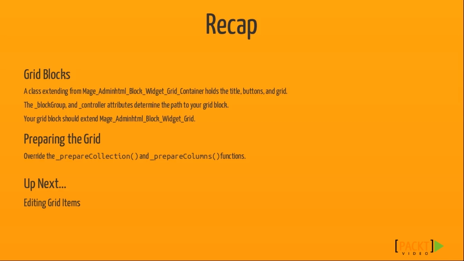So let's recap. In this video, I showed you how to create your grid blocks. Remember, you need to create two blocks in order to render your grid. First, you need the grid container, which contains titles, buttons, and the grid itself. Then you need to create your grid block in the appropriate place based on the block group and controller attributes of the container. When you're preparing your grid, you need to override two functions. First, the prepare collection function, which basically prepares the data from the MySQL database. The prepare columns function is going to determine which columns or fields from the database are displayed on the page. Coming up next, I'm going to show you how you can edit individual grid items, so stay tuned.